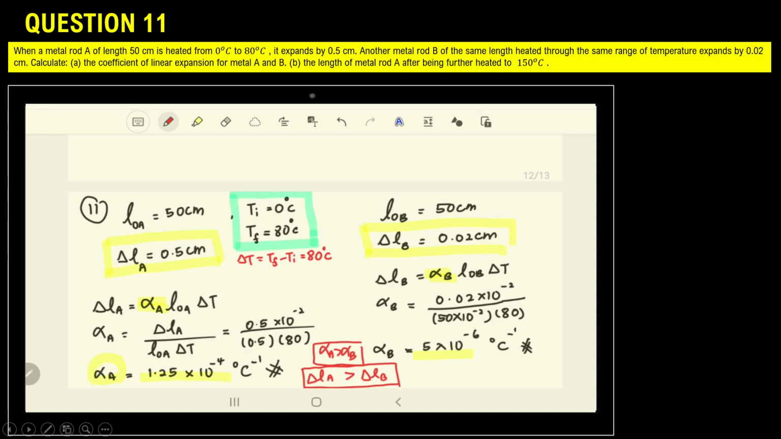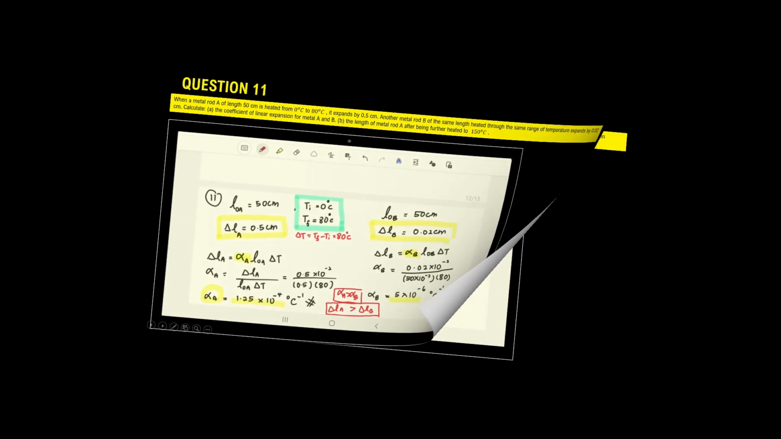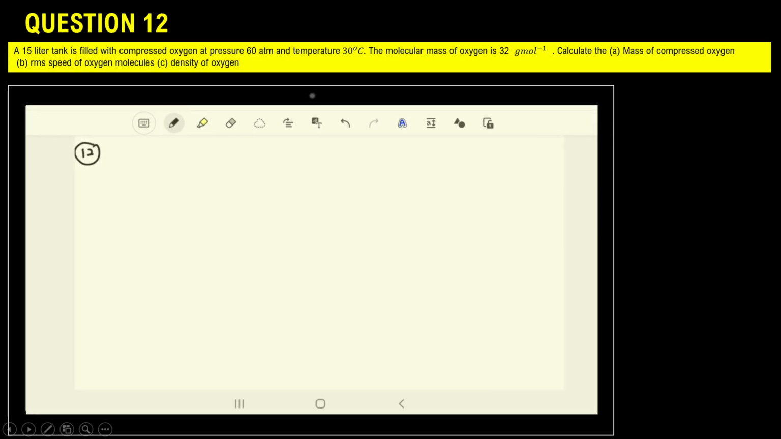Okay, so let's move to question number 12. Okay, question number 12. So we have a 15-liter tank filled with compressed oxygen at pressure 60 atm and the temperature is 30 degrees Celsius. Okay, so now let's list out all the information. So we have the volume is 15 liter.